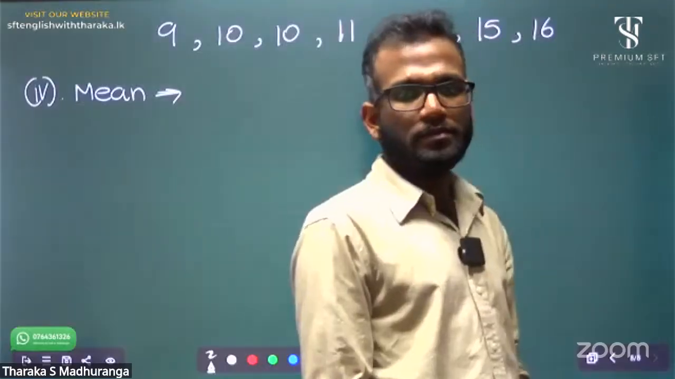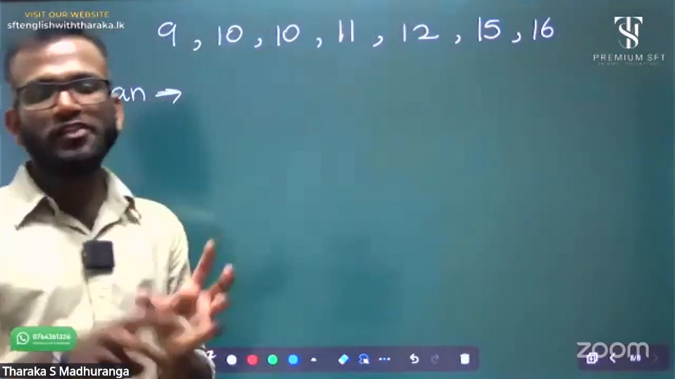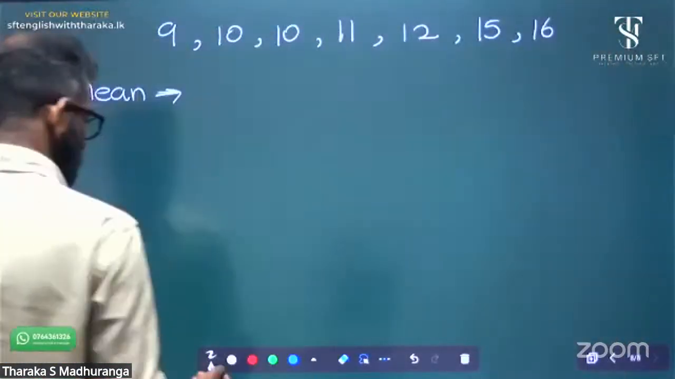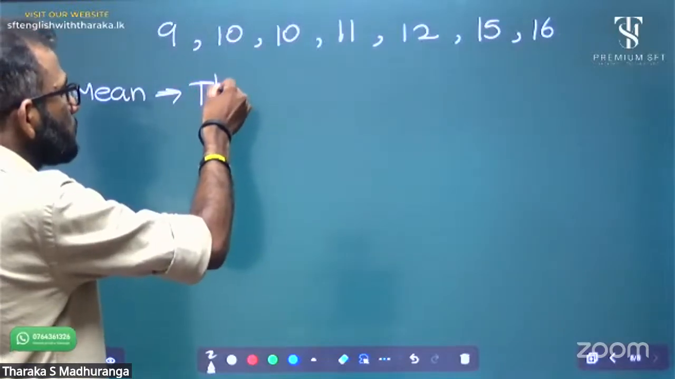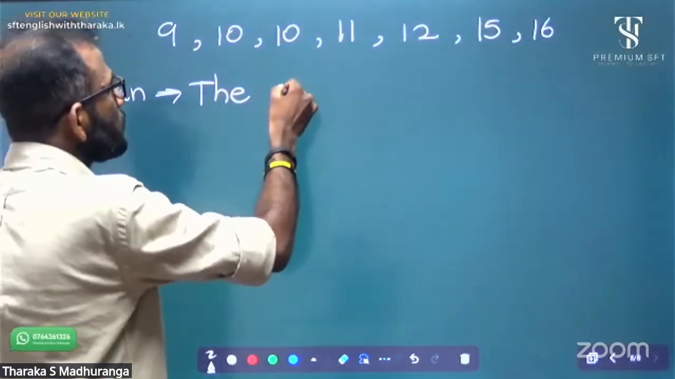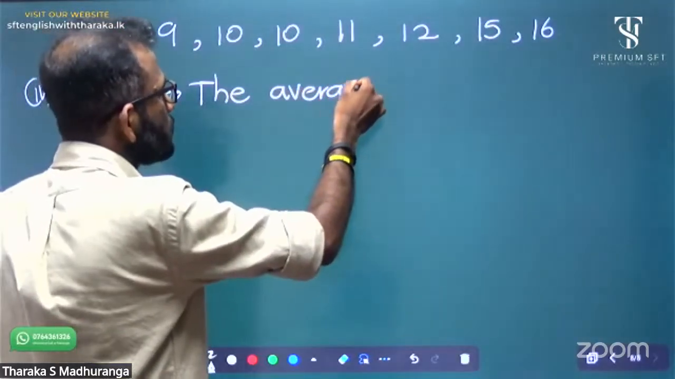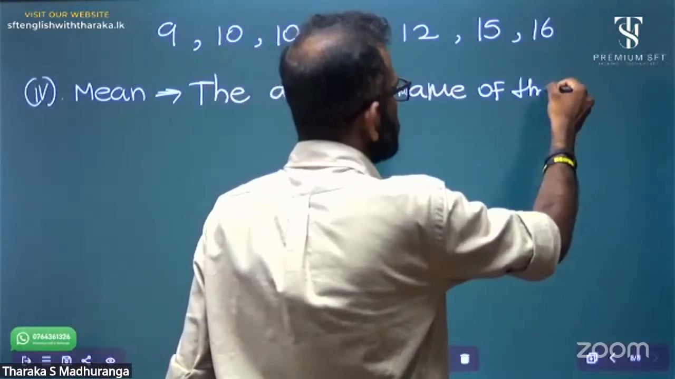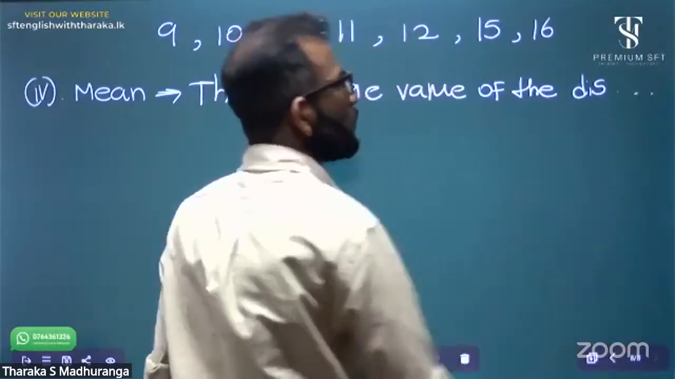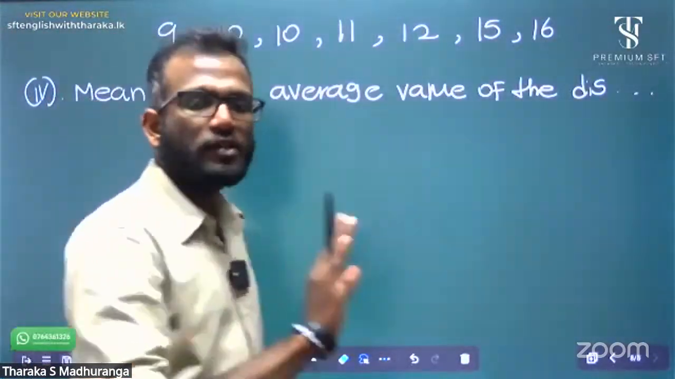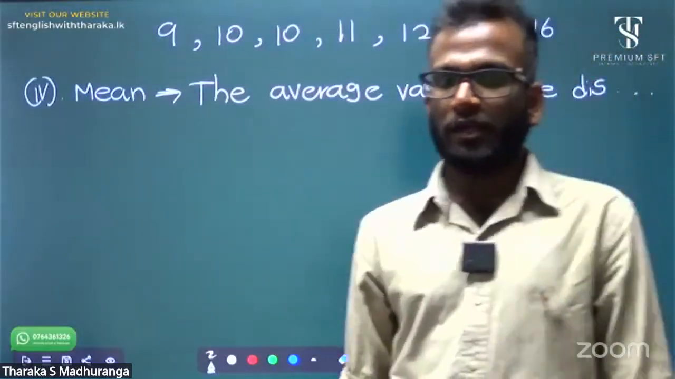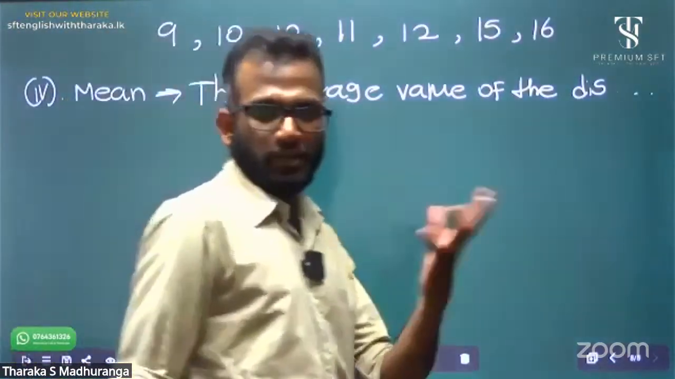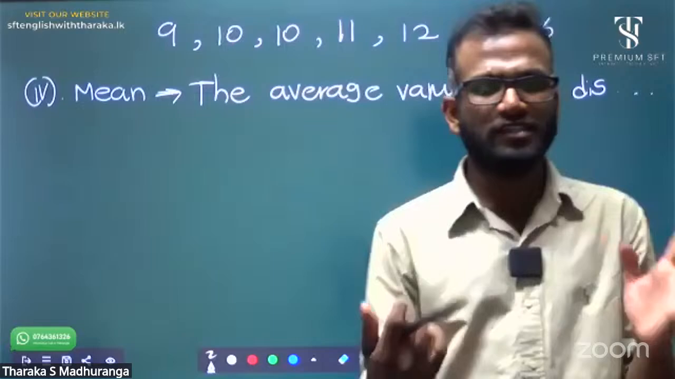What's the mean? Remember, the average value of the distribution. Remember, write down the definition. The average value of the distribution. The average value of the distribution we called as what? Mean. Okay. Simple. The definition simple. The average is the mean.